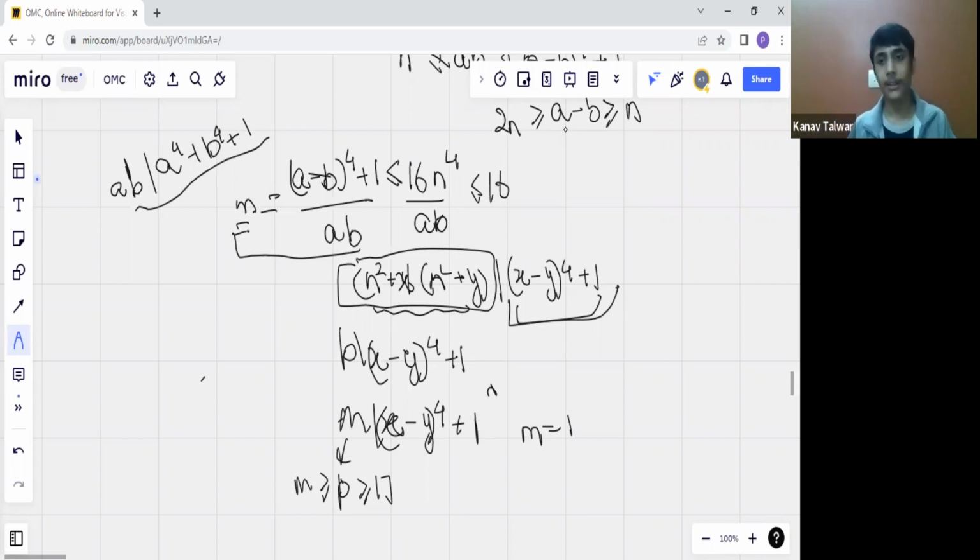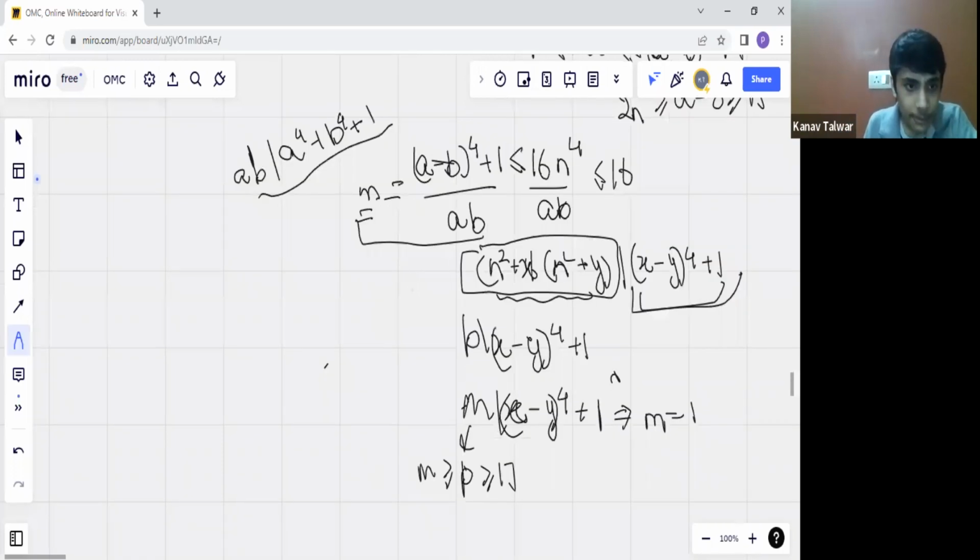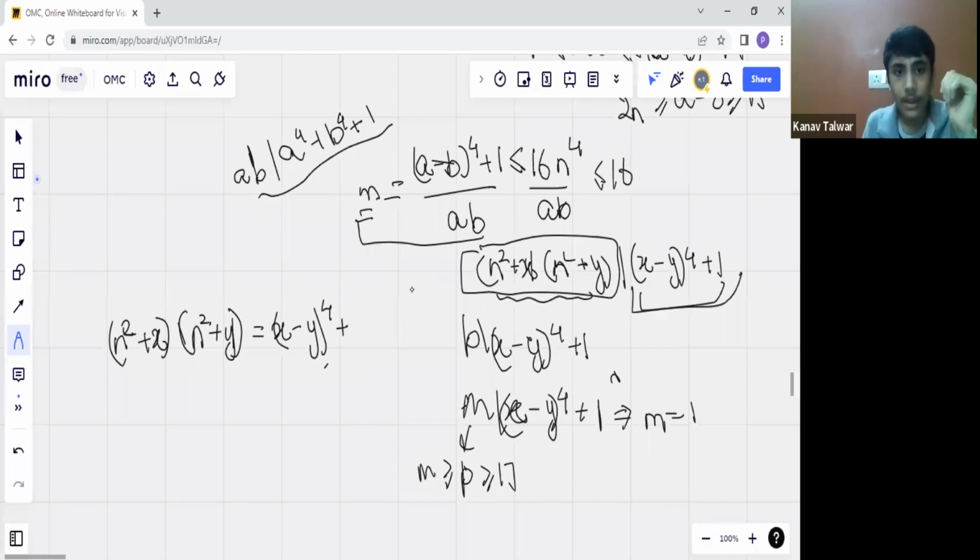Does that make sense? Type yes or no in the chat, or if there are any questions, you can ask. Yes, awesome, right? We've reduced all cases from 2 to 16. We only have m equal to 1. That is, n squared plus x times n squared plus y is equal to x minus y whole to the 4 plus 1. Awesome. All we've got to do is solve this not-bad equation.